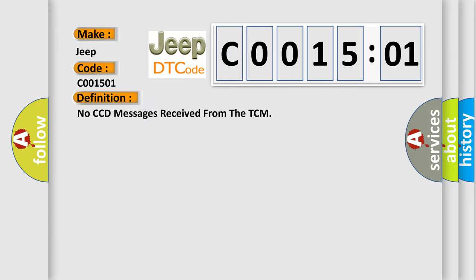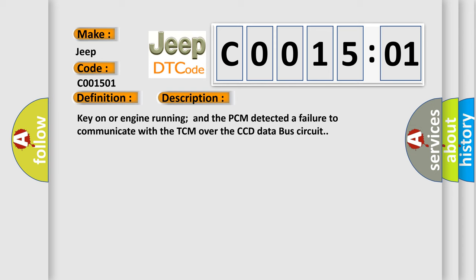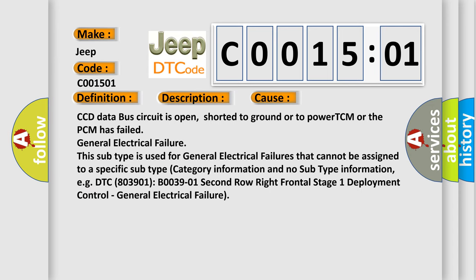And now this is a short description of this DTC code. Key on or engine running and the PCM detected a failure to communicate with the TCM over the CCD data bus circuit. This diagnostic error occurs most often in these cases: CCD data bus circuit is open, shorted to ground or to power, TCM, or the PCM has failed.